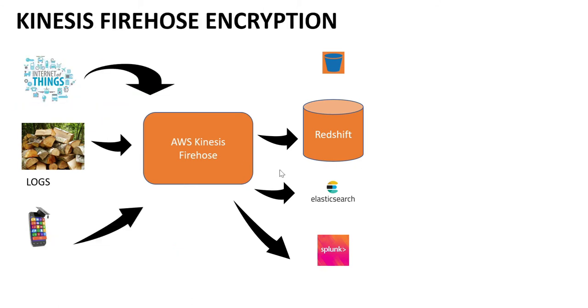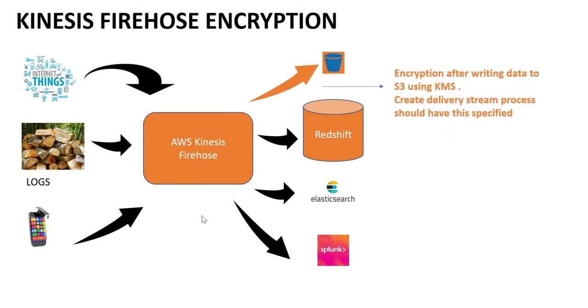Let's quickly look at encryption. When you're writing to S3, encryption is done after writing data to S3. When you're creating a delivery stream, in the GUI itself, there is an option whether you want to encrypt the data or not. If you select that option, then the data will be encrypted using KMS keys.